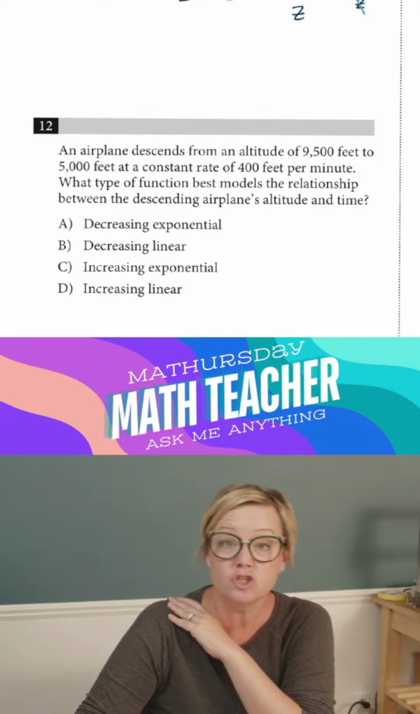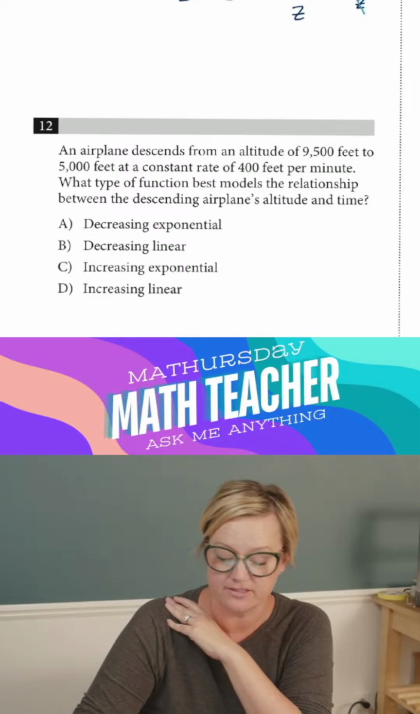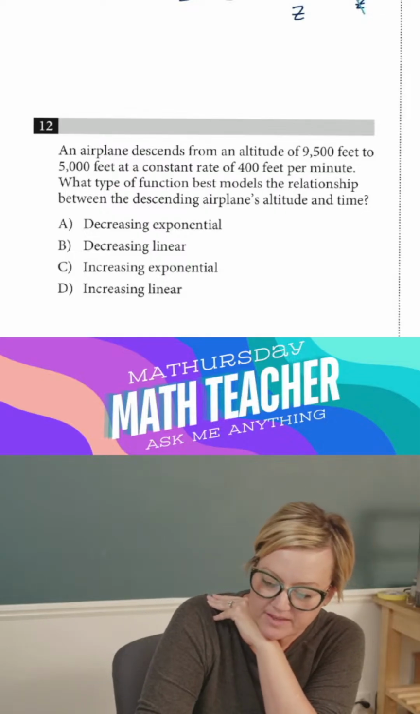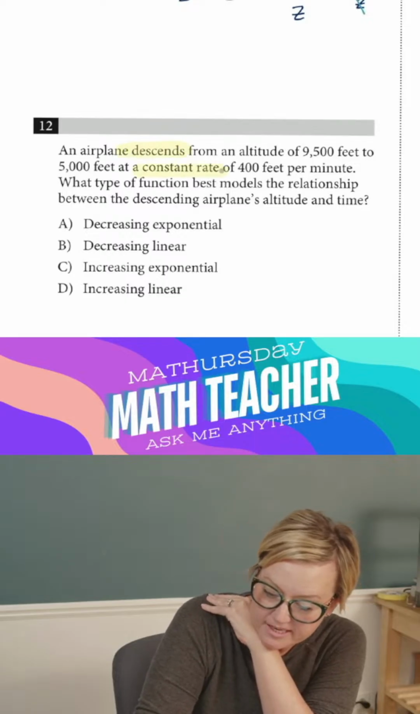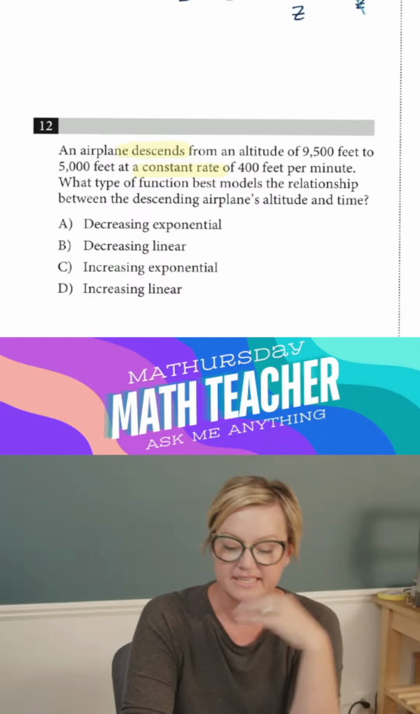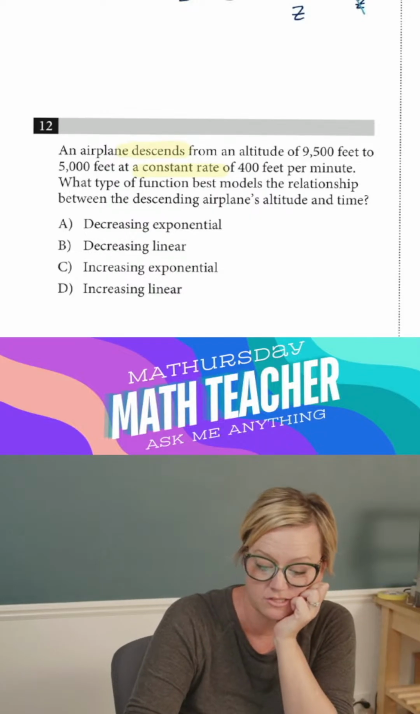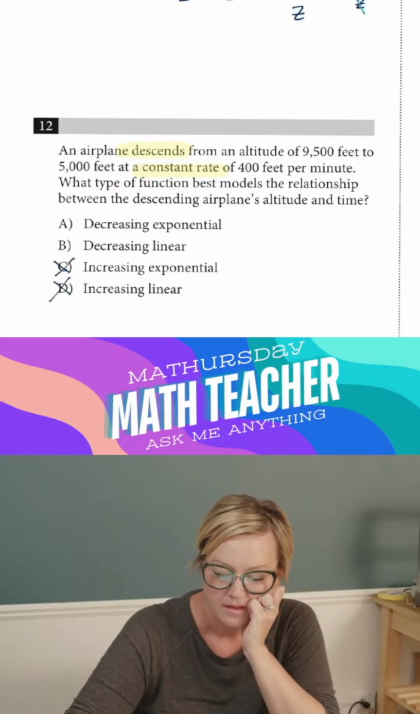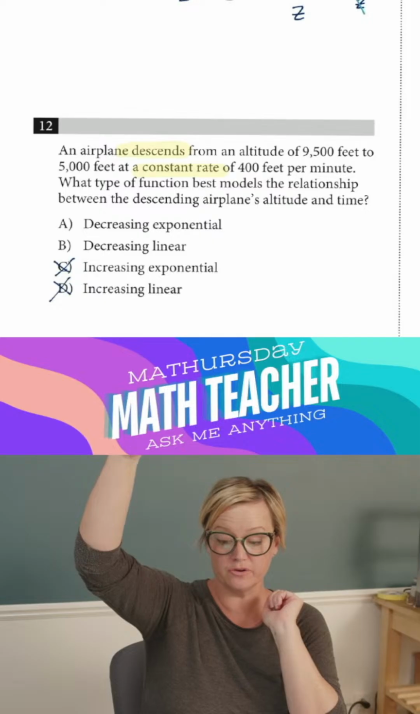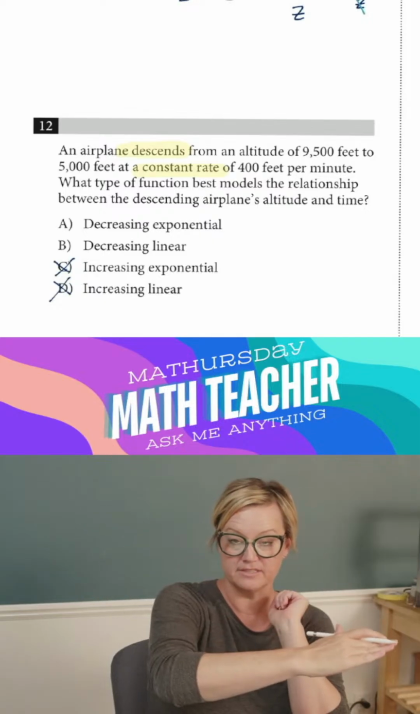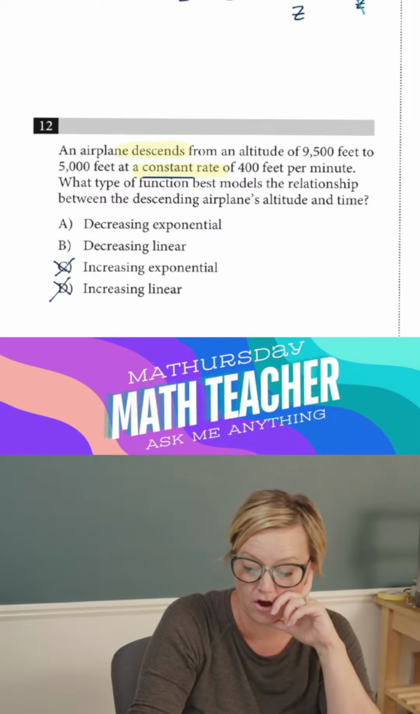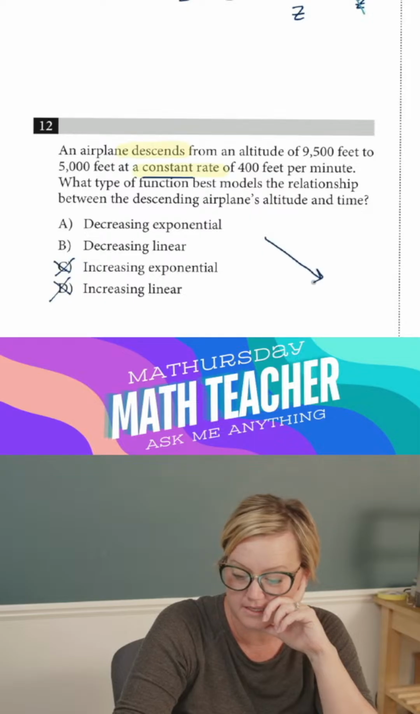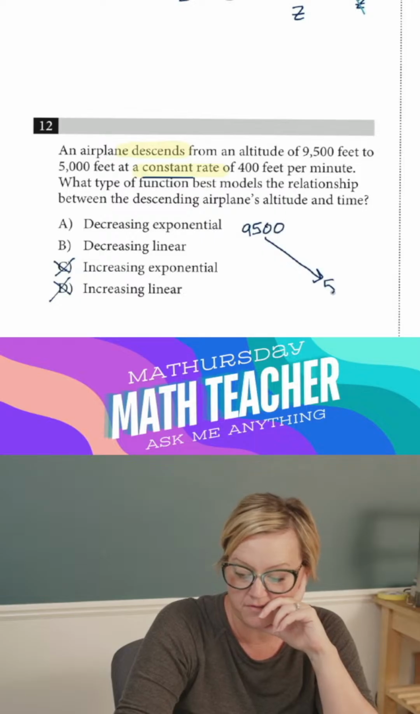Okay, so there's 2 bits of important information that will get us the answer in this. We've got that this airplane descends at a constant rate. Descending means that it's decreasing, so that takes out C and D. Okay, so it descends from an altitude of 9,500 to 5,000 feet. The constant rate means that it is a linear descent. It's going from 9,500 down to 5,000.